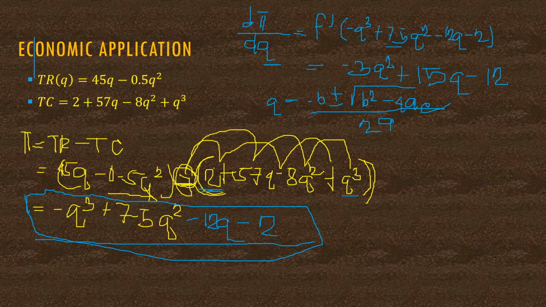So positive 15 minus 9 is 6, divided by, of course, 2 times the a, which is the negative 6. That is 6 divided by negative 6, which will give you a negative 1. So the first x is considered to be negative 1. The second quantity, sorry, we are using the Q.